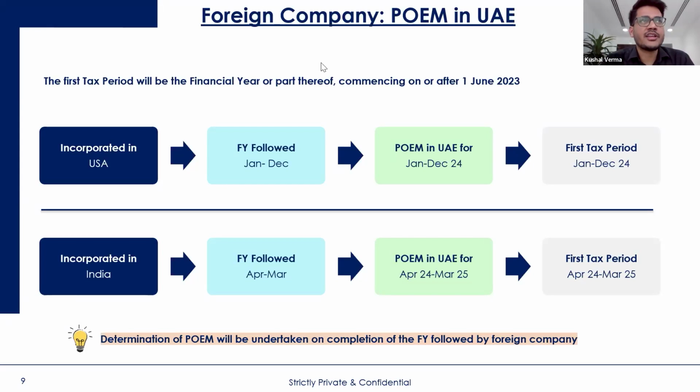And this clarification has also clarified that POEM will be determined after the year end. Generally, POEM is calculated after the year has ended, for the last year in which the company was effectively managed. So we have to determine the POEM after completion of our financial year or the tax period only.